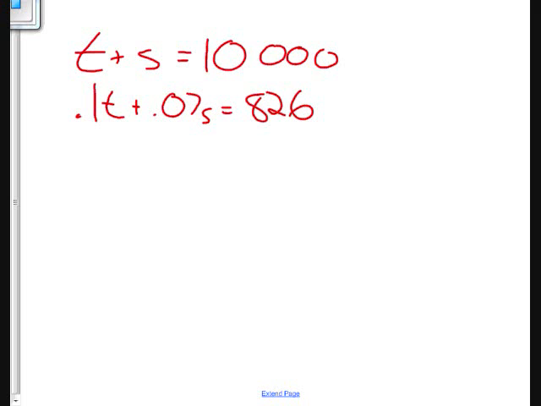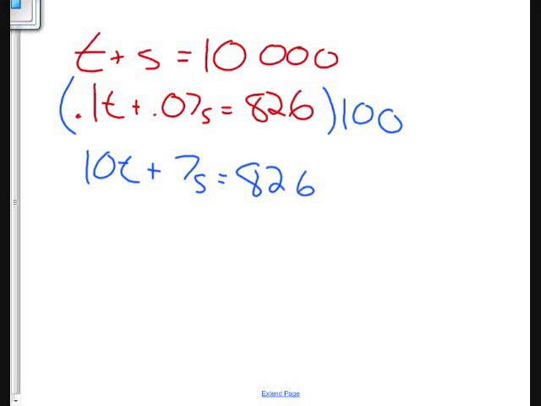What's the first thing we're going to want to do here? Get rid of something. What do we want to get rid of? How do we get rid of the decimals? Multiply everything in here by 100. And we're going to get 10T plus 7S equals 82,600.